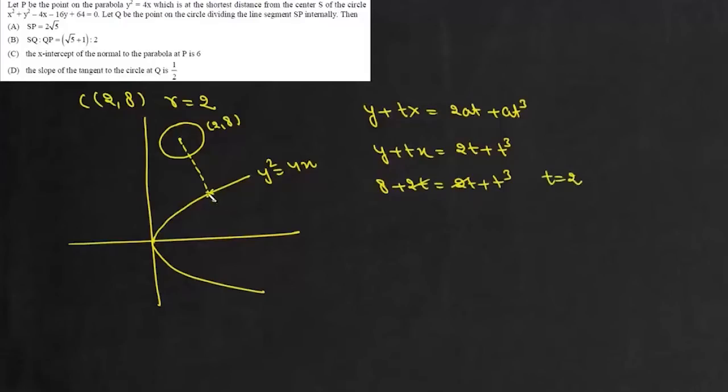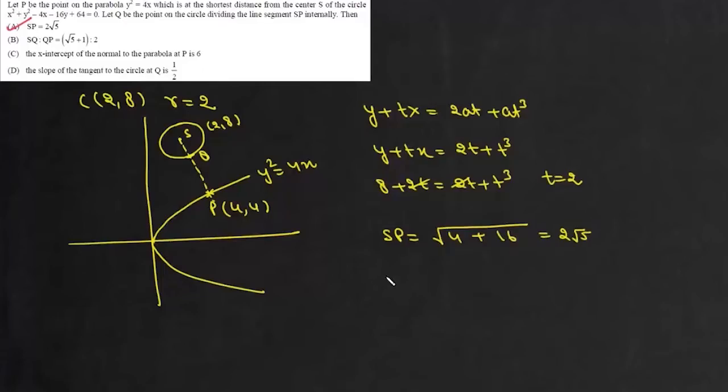So the coordinates of this point P will be (at square, 2at). A is 1 and t is 2, so it will be 4 comma 4. So this point is 4 comma 4. We have this S which is 2 comma 8, and this point is Q. Now if we find SP, it is under root of 4 minus 2 square, which is 4, plus 8 minus 4 square, which is 16, so it will be root 20, and root 20 is 2 root 5. That means this option A is correct.